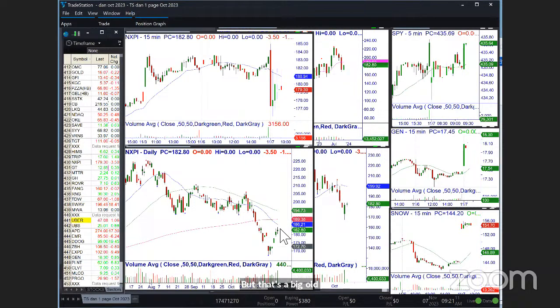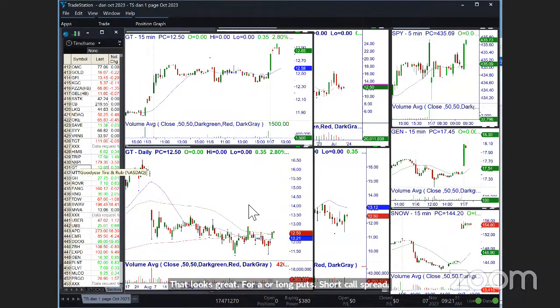NXPI. Now this is a sell setup, gapping down. 30-minute low. That looks great for a short or long puts, short call spread. Putting that in a window.